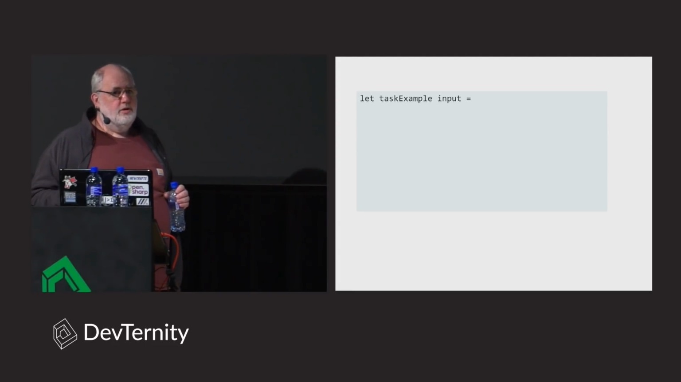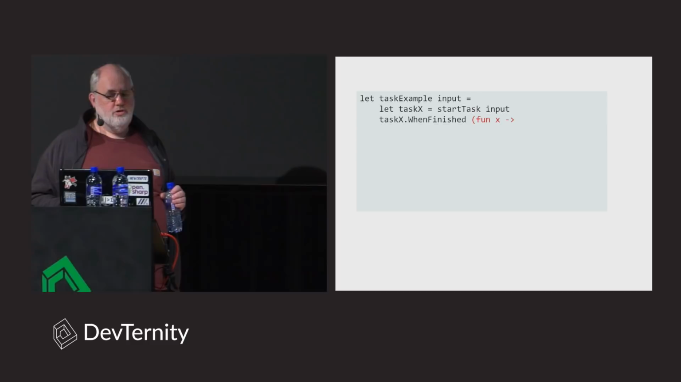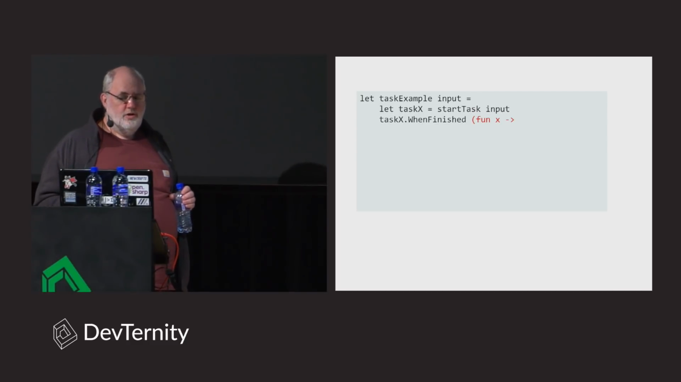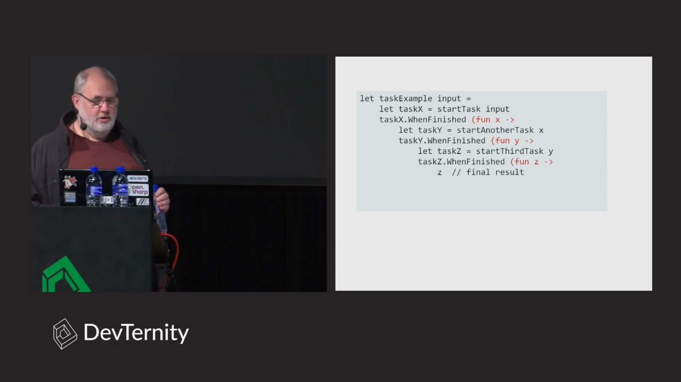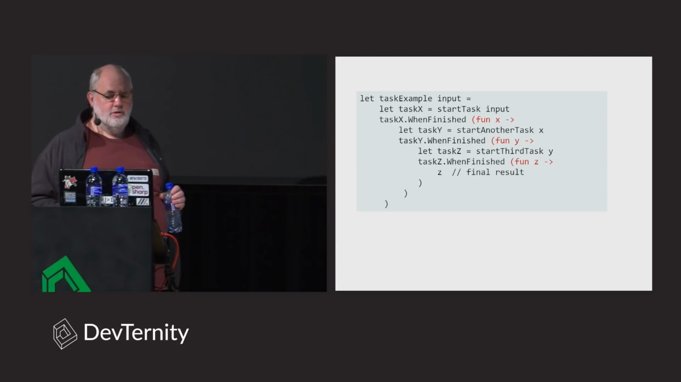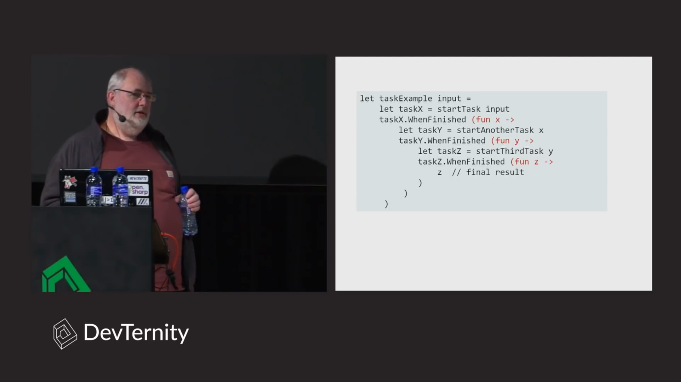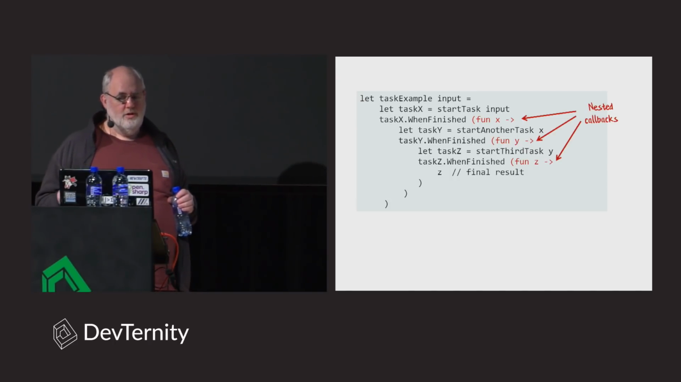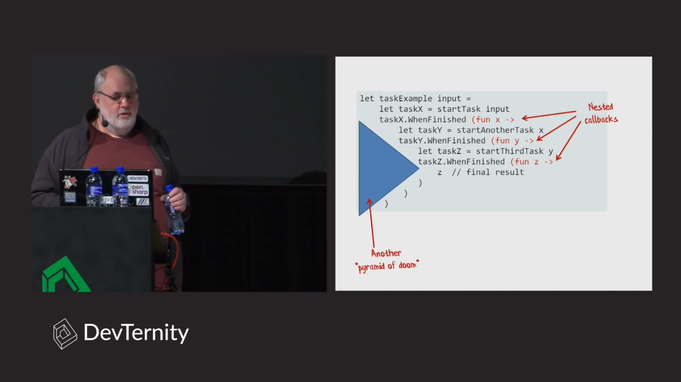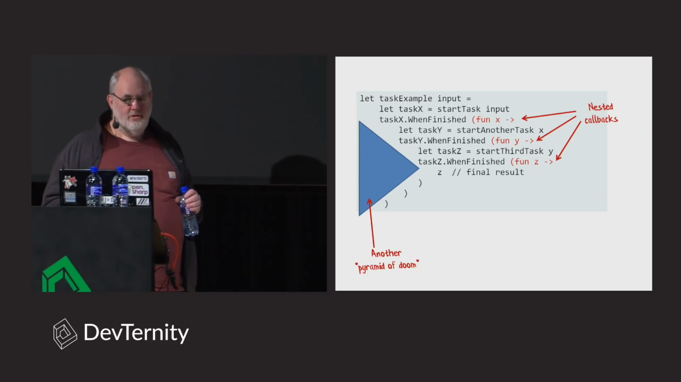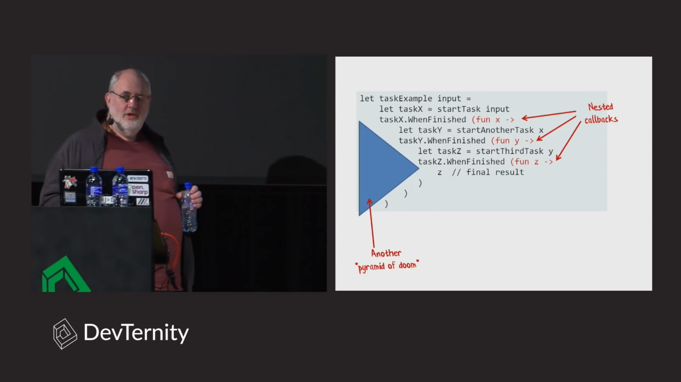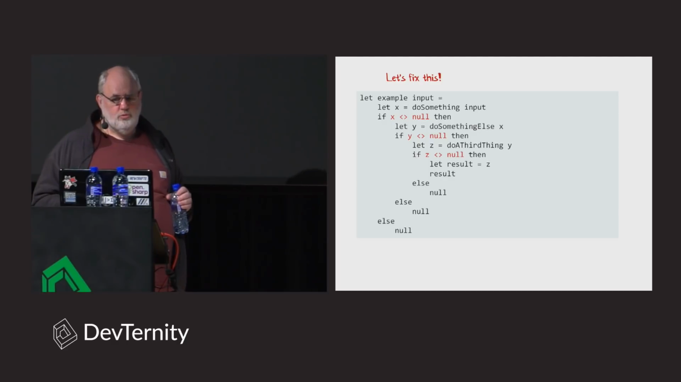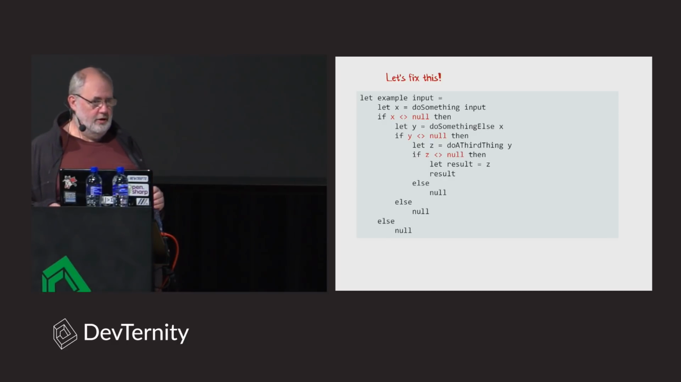Like if you're doing tasks, you start a task. When the task is finished, you want to do another task. And when that task is finished, you want to do another task. And when that task is finished, you want to return the result, and so on. You can't short-circuit that. You can't really avoid this kind of ugly code. Again, these nested callbacks, we have this pyramid of doom. We all agree it's really ugly, but it's not obvious how you can fix it. So let's fix the first example with the nulls.